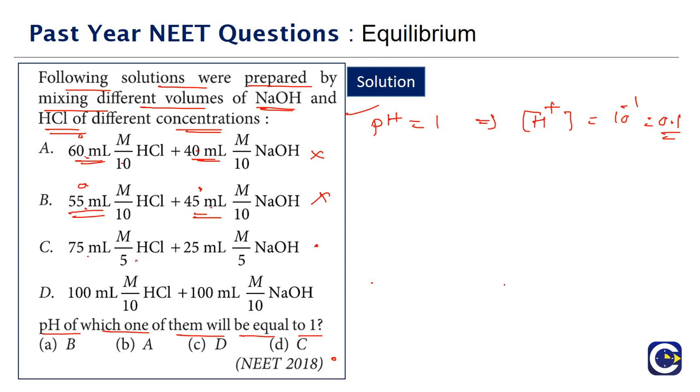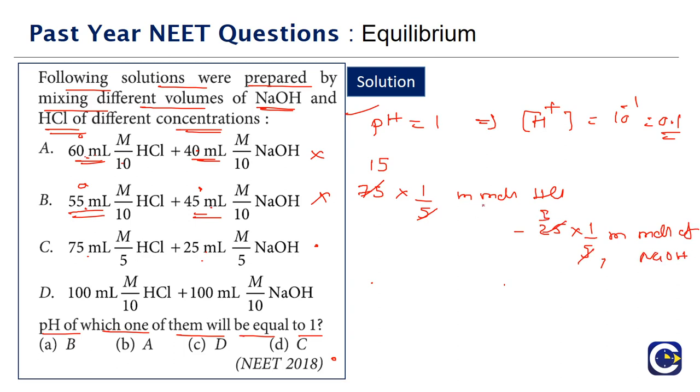75 ml of M by 5 and 25 ml of M by 5 means 75 into 1 by 5, that is the number of millimoles of HCl, that is what? 15. And this side, 25 into 1 by 5 millimoles of NaOH. 5 ones are 5, 5 fives are 25... 15 minus 5, what is remaining? 10 millimoles of HCl is remaining.